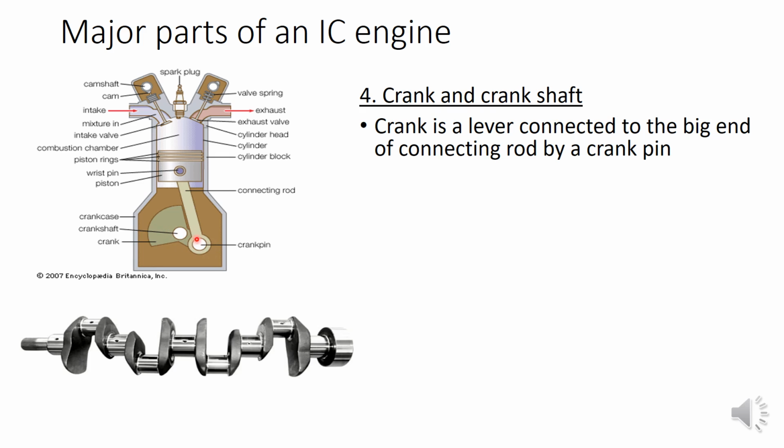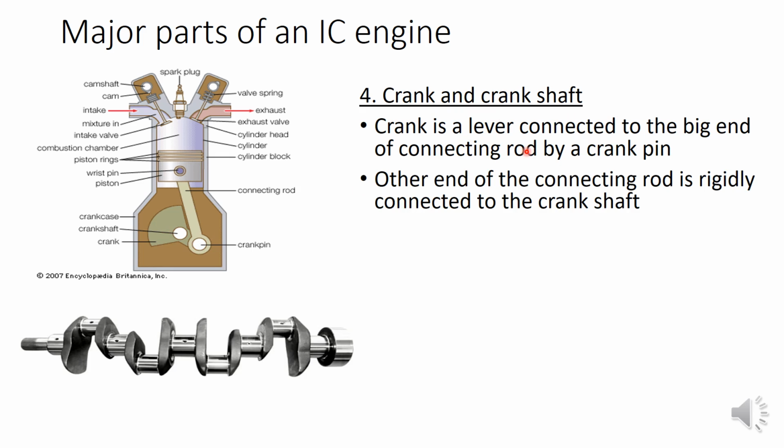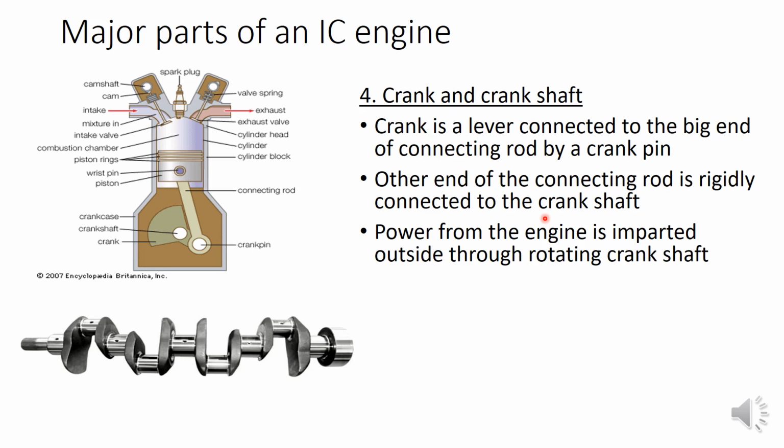So what is the role of the crank? In this figure you can see here, one end of the crank is connected to the big end of the connecting rod, and at the other end we have the crankshaft. At the center of the crank we have a crankshaft, a shaft through which we take power to the outside, and the other end of the crank will be connected to the big end of the connecting rod by a crank pin. So one end of the crank is connected to the connecting rod, and at the other end we have the crankshaft.